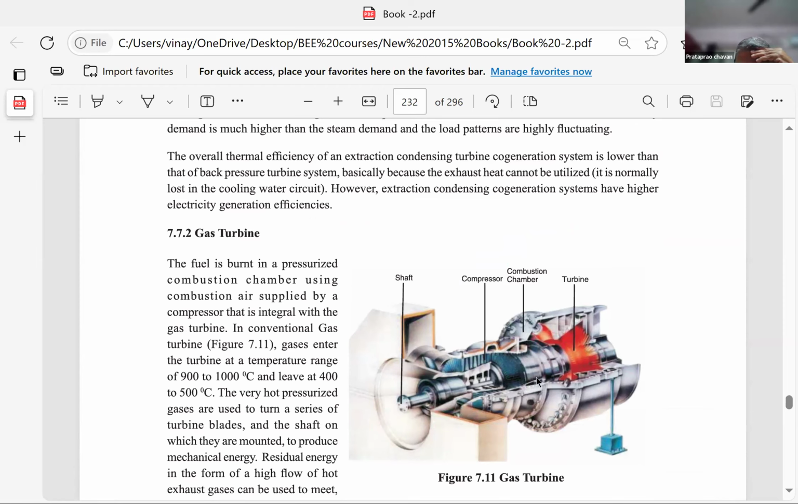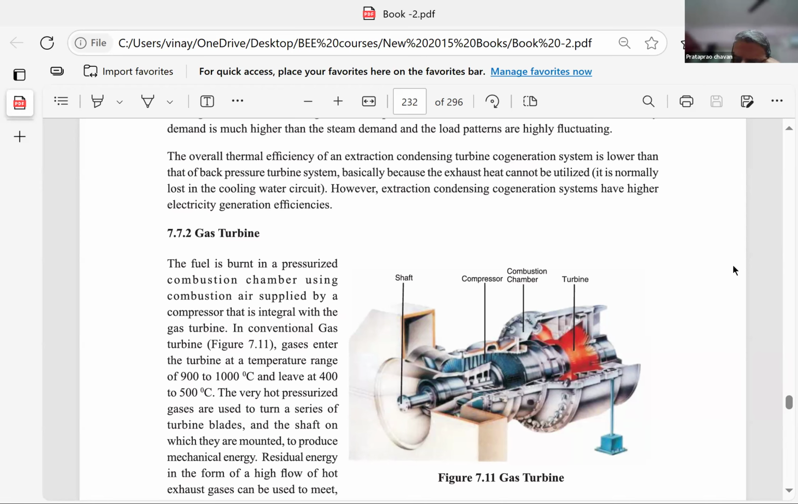This is a combustion chamber. The atmospheric air is compressed, given to the combustion. Then in the combustion chamber, fuel is added, and the products of combustion will go through these turbine blades and go to exhaust. Now this exhaust is of very high temperature, and the heat in the exhaust gas is utilized for the steam generation in the steam generating boiler.